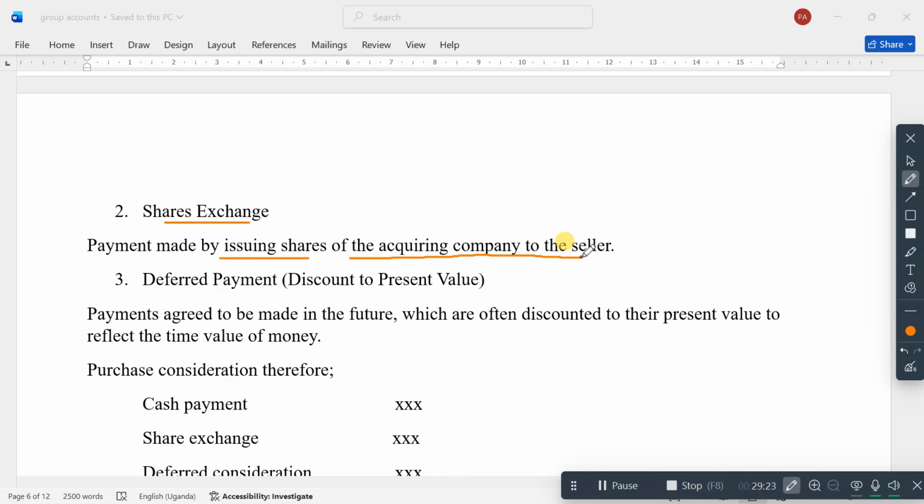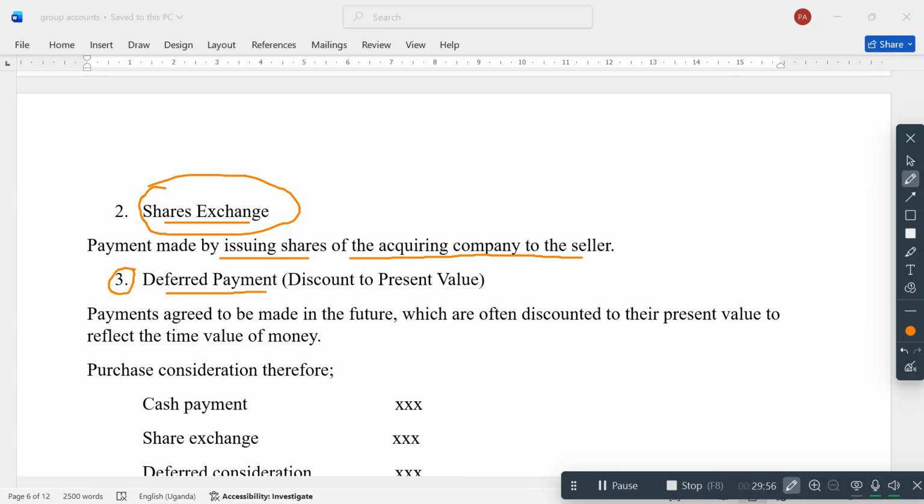Here we don't exchange phones, but rather we exchange the shares, whereby I give you 2, you give me 10 or 5, depending on the agreement. So you may find the purchase consideration given in that question is not cash paid, but an exchange of shares. Once that is given, we shall use the share exchange, convert that into an amount, then we use that as our purchase consideration.